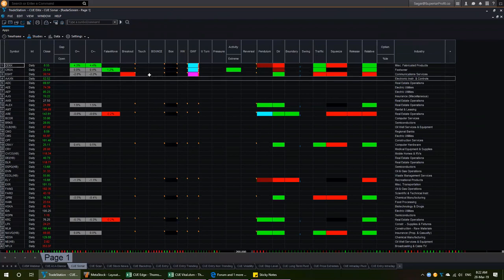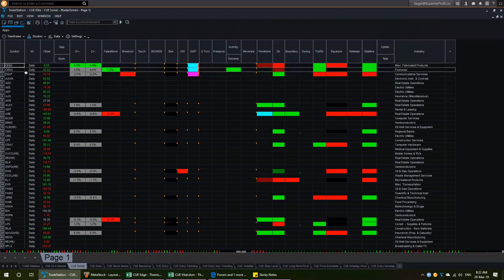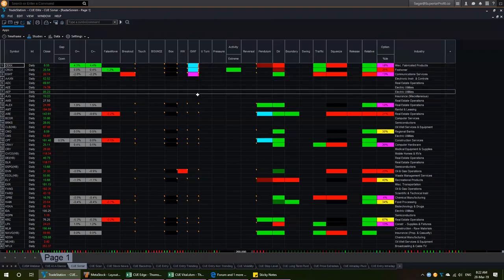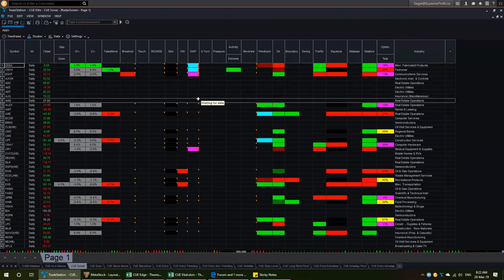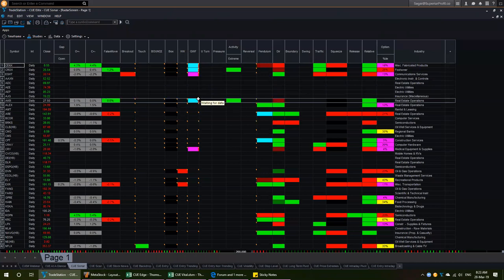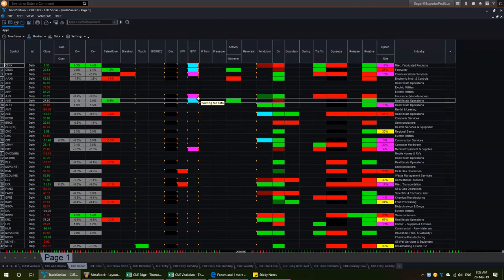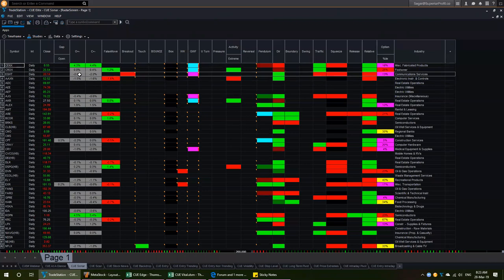Now, TradeStation Radar is retrieving data for all the stocks, calculating all the columns and filling them up with color. Cyan or green indicates bullish or on the higher side, magenta or red bearish or on the lower side, and yellow or gray is neutral.